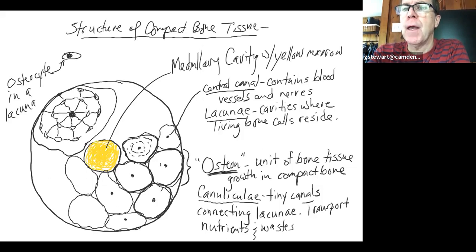So these osteons, these units, they tend to have these circular growth ring-like appearances when we look at them under a microscope. And what those are, are the actual living cells living in their little cavities or pockets, and they're connected by these little tiny canals called canaliculi.